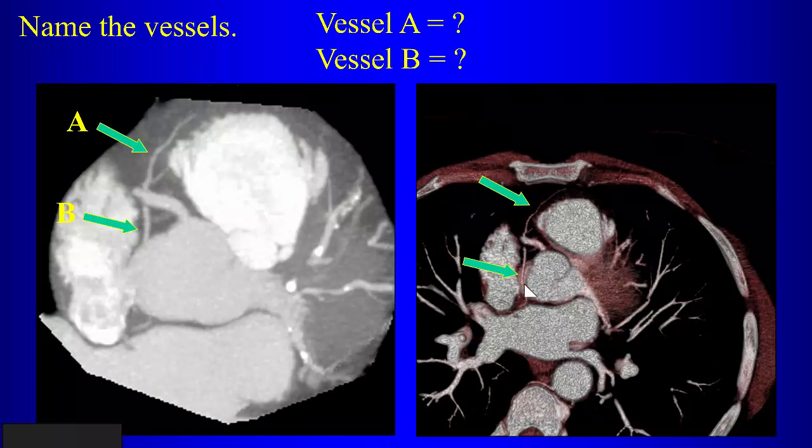The SA nodal branch, right. So a vessel going posteriorly like that or going into the interatrial septum, right? So that's going to be the SA nodal branch. Remember that the SA node lives in the interatrial septum. So a branch going into the interatrial septum, like you see here, will be the SA nodal branch.